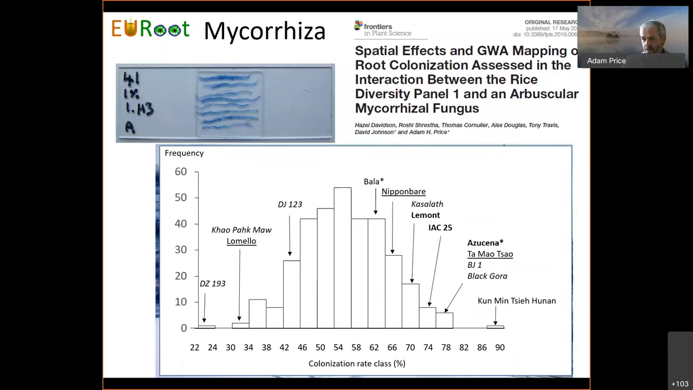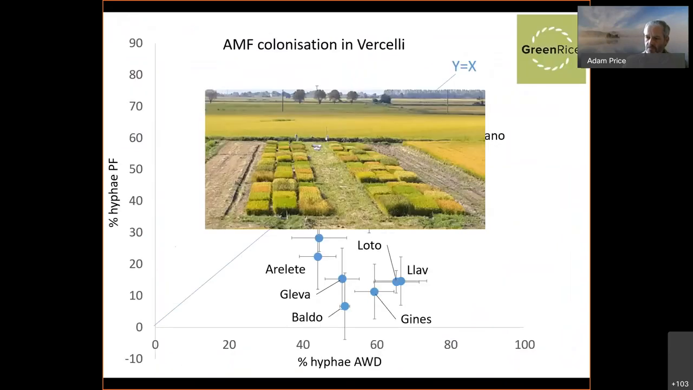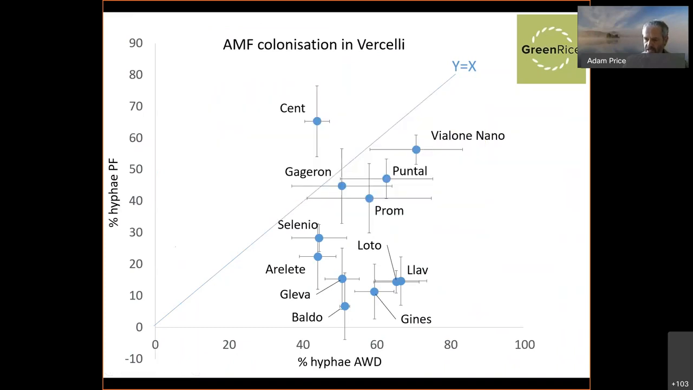Unfortunately, we don't know the biological consequences of it. Some cultivars seem to have 3 times the colonization rates of others, but we don't understand why. So that's something we've got a PhD student, Mari, who's watching this, I think, working on right now. But we've also very briefly looked at that in the context of alternate wetting and drying, because this is an alternate wetting and drying experiment in the Green Rice project in Italy. Half of these plots have undergone alternate wetting and drying and half continuous flooding.